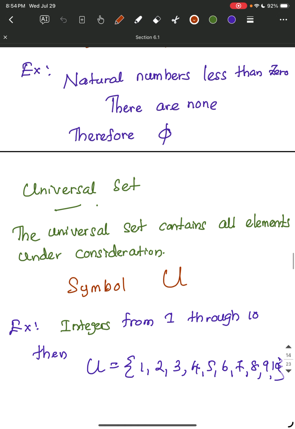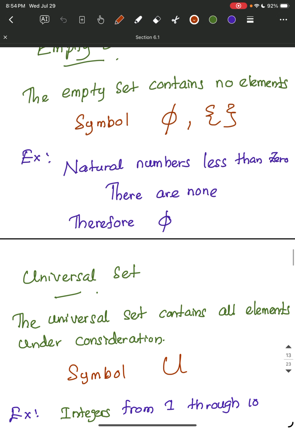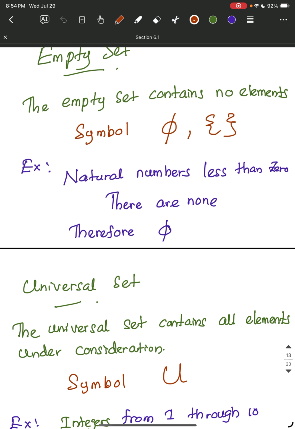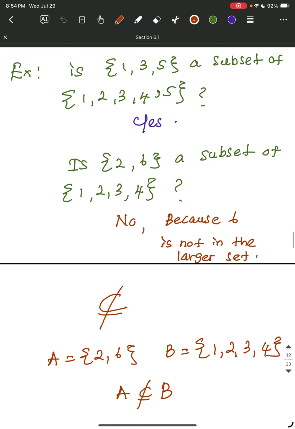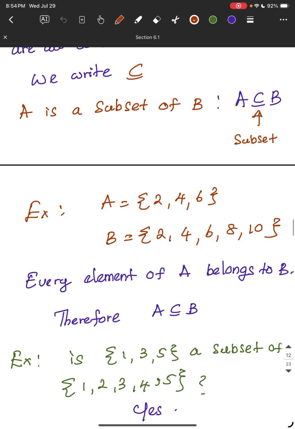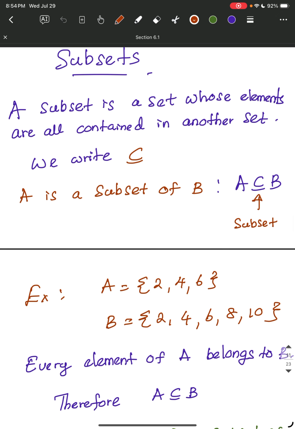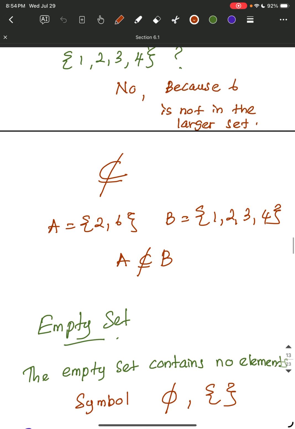Again, before moving to the Venn diagrams, the empty set contains no elements, the universal set contains all elements under consideration, and a subset is a set whose elements are all contained in another set. Okay, then move forward. The Venn diagram.